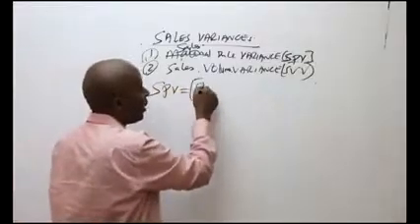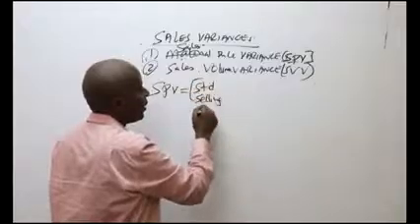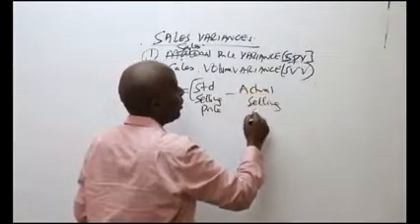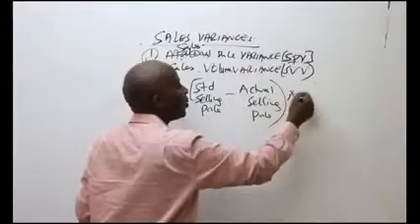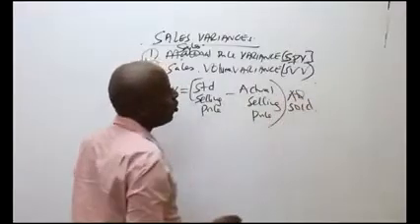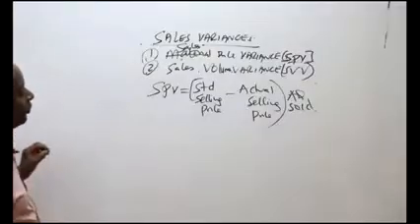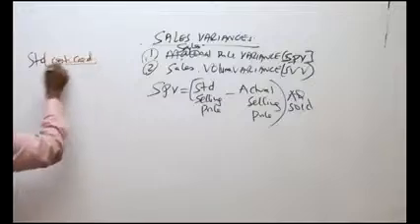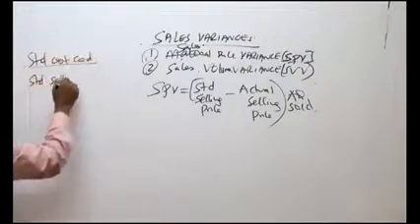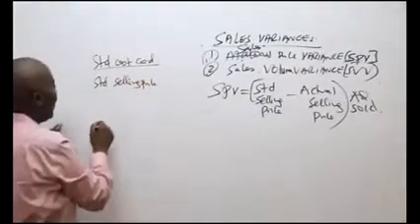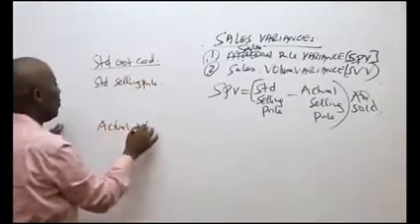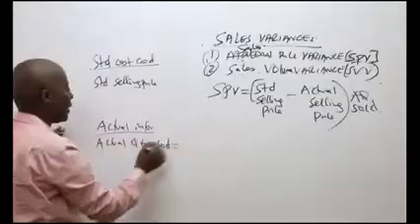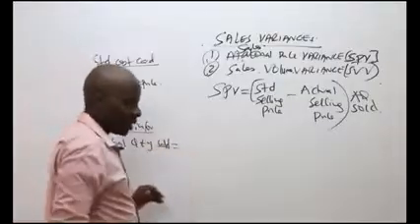We have the standard selling price minus the actual selling price, multiplied by the actual quantity sold. So please go to the standard cost card. You'll be able to see the standard selling price. And then from the actual information, you'll be able to see the actual quantity sold.